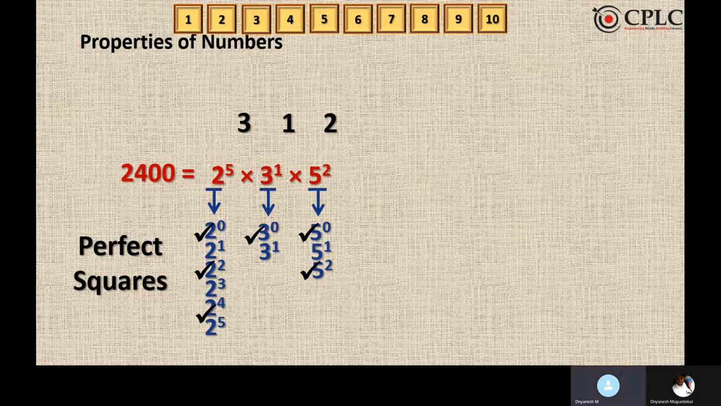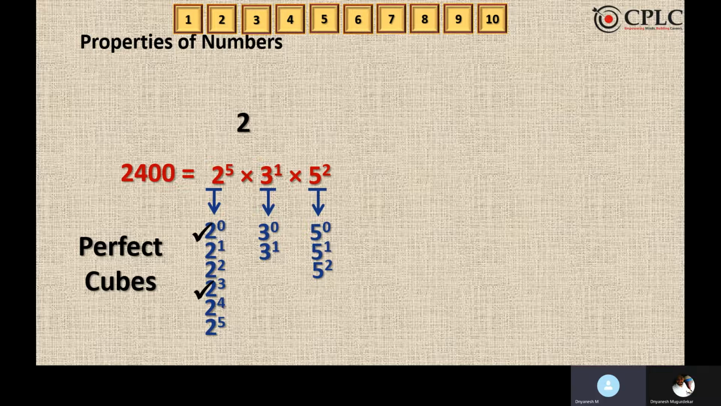So for perfect squares, the powers have to be even powers. That was the note. And when you compile all of them, 3 into 1 into 2, there are a total of 6 factors of 2400 that are perfect squares. For perfect cubes, if you remember the note, the powers have to be multiples of 3. But here we will add another layer to that and include the zeroth power as well, because the zeroth power of any number is not going to change your answer. So include that as well.